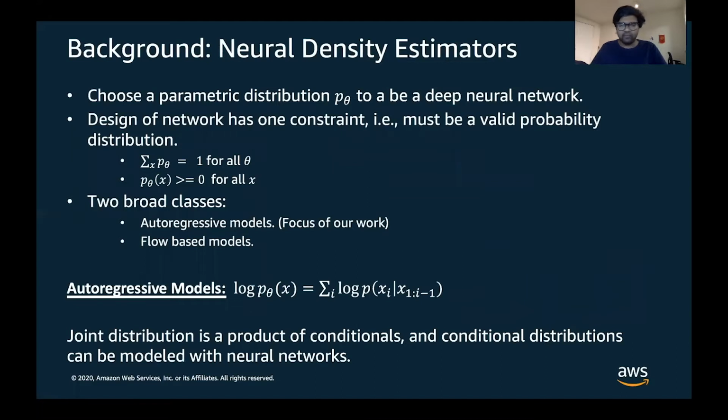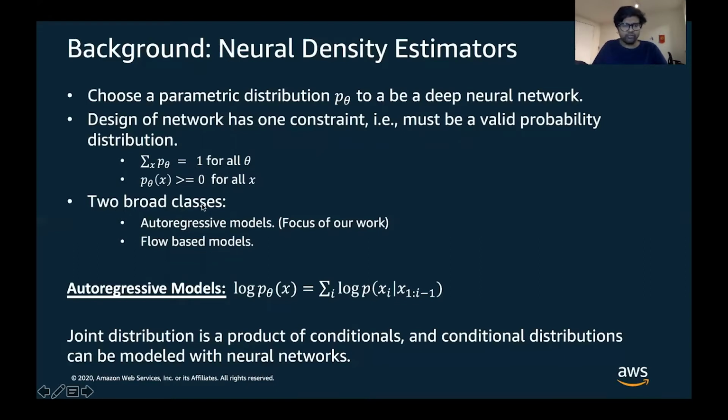We are familiar with many popular density estimators, for example, the Gaussian mixture model, where we solve a maximum likelihood problem to estimate the parameters of our Gaussian mixture model. Recently, neural density estimators have become really popular. The idea here is that we can choose a parametric distribution p theta, but that parametric distribution can be a neural network now. The design of the neural network has a couple of constraints because it needs to output a valid probability distribution. So if you integrate it over all x, it has to sum up to 1. Also, it has to be non-negative.